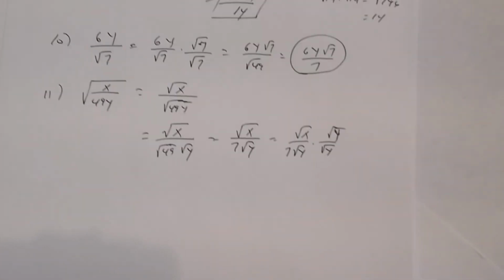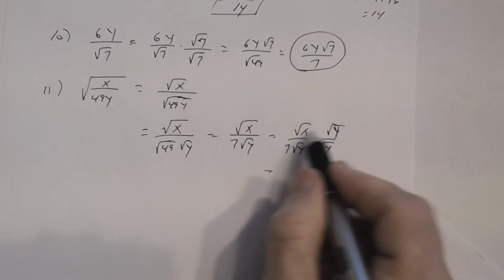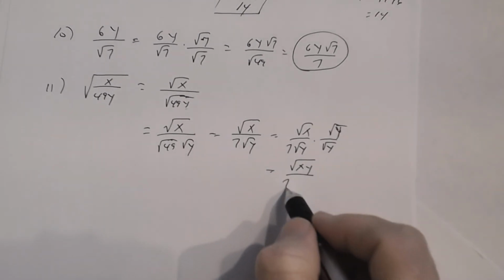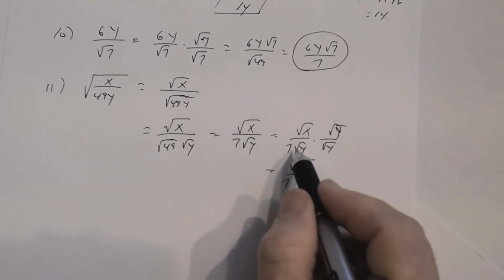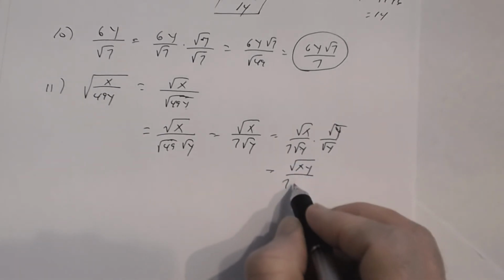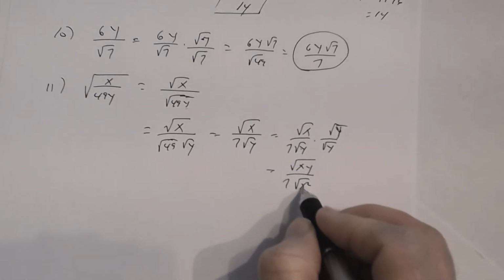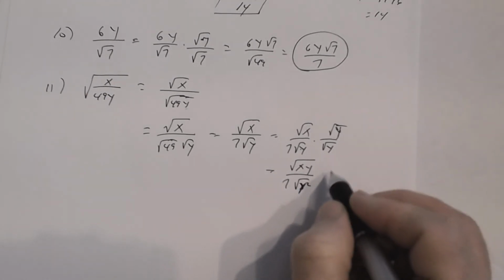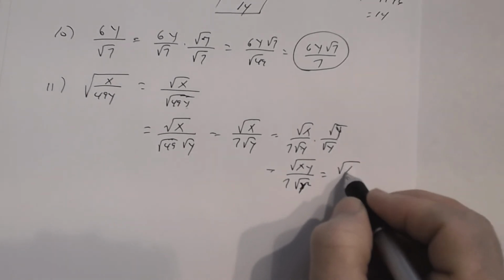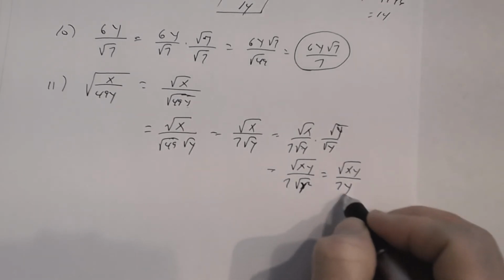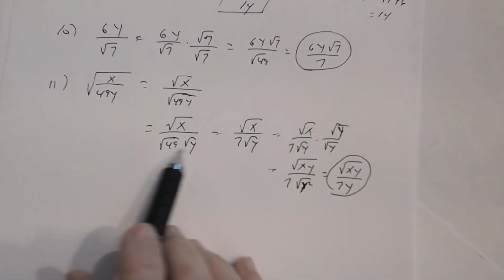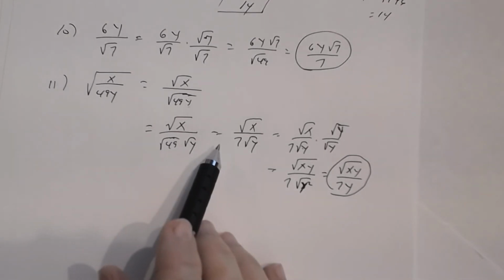Okay, and so therefore, using the product rule, I'm going to get the square root of xy divided by 7. And then the square root of y times the square root of y is the square root of y squared. And then I can simplify the square root of y squared as just y. So I get the square root of xy divided by 7y. And that's the answer. So make things easier on yourself in the process.